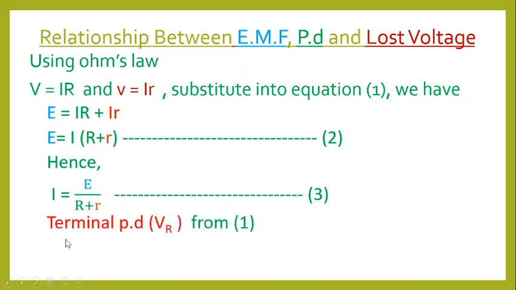Also, we can express this equation as V equals E minus Ir. How I got this is that if you transfer the Ir at this side to the other side of E, what you have is that V now equals E minus Ir. And these are the summary of the equations that we have under this topic.